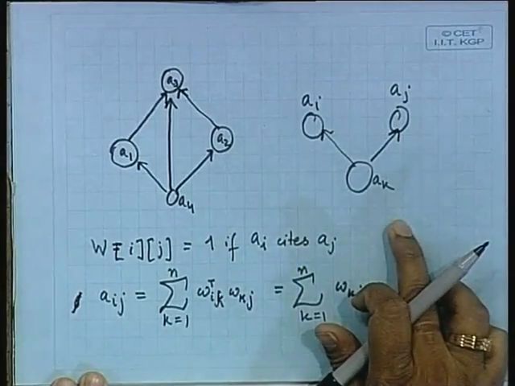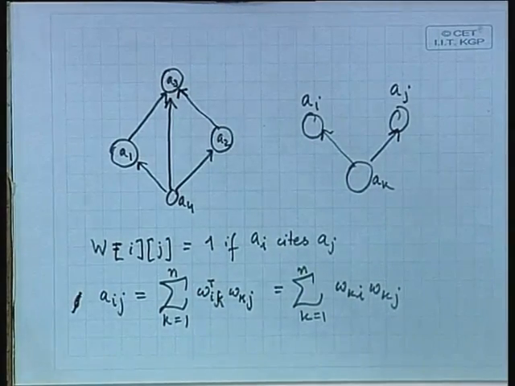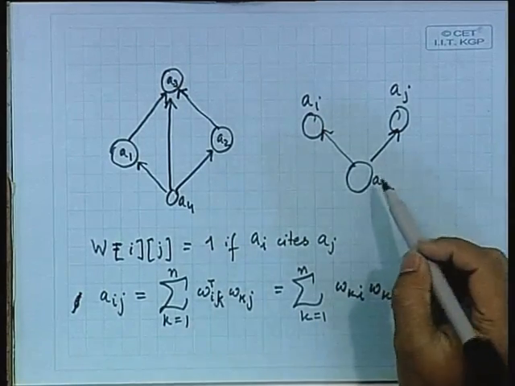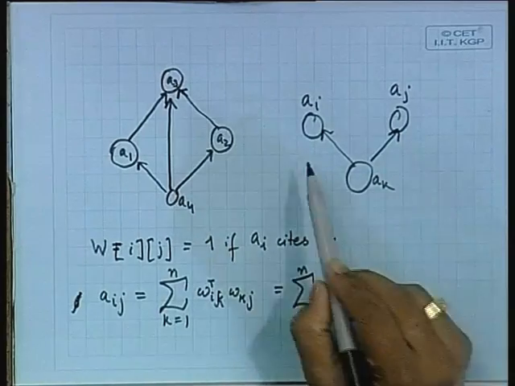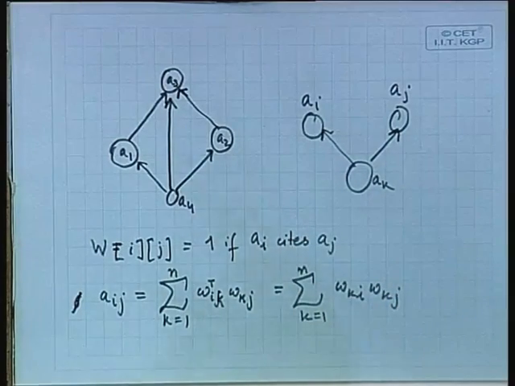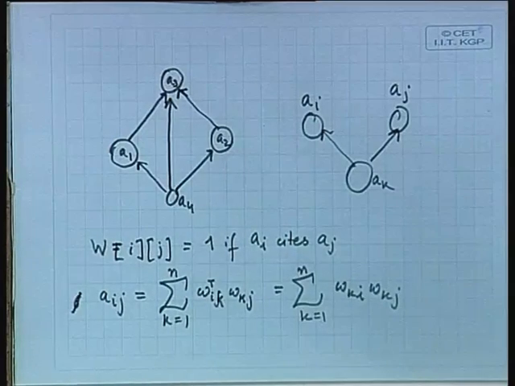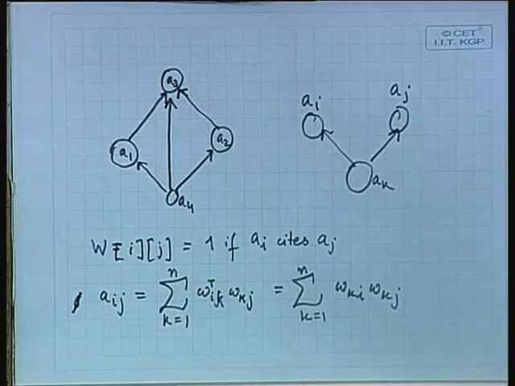So this is the co-citation matrix, and you could very easily see that this matrix is symmetric. The number of articles that cite i and j together is the same as the number of articles which cite j and i together. So it is a symmetric undirected network. That is the semantics of Aij.